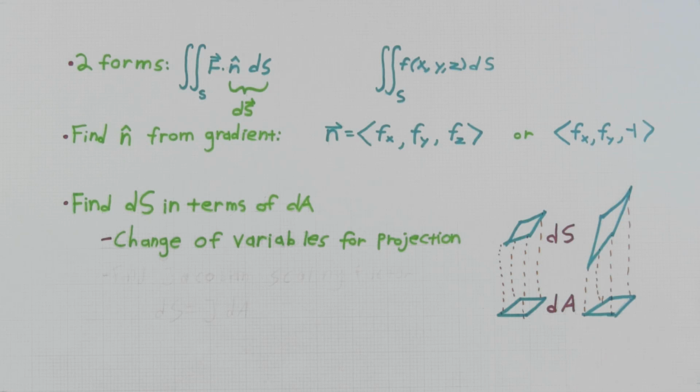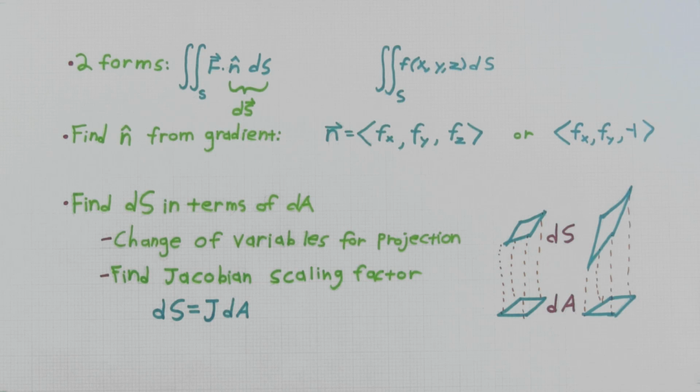To do this, we can find the Jacobian. If you recall, the Jacobian is a scaling factor that we add into our expression for our integral when we're trying to convert from one variable system to another. So we can rewrite ds as our Jacobian times dA. If you recall from class, we actually derived what this scaling factor is.